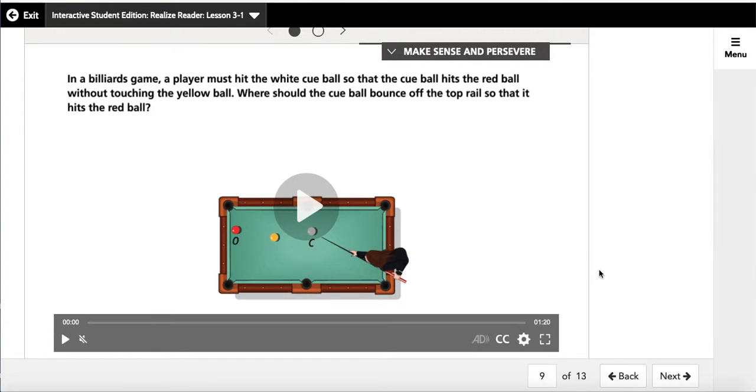You ever play pool? Here we go. Let me turn this down because I think they talk a little bit louder than I do.